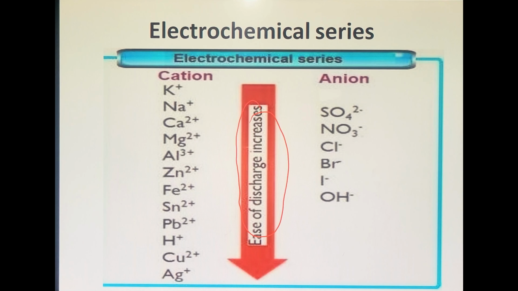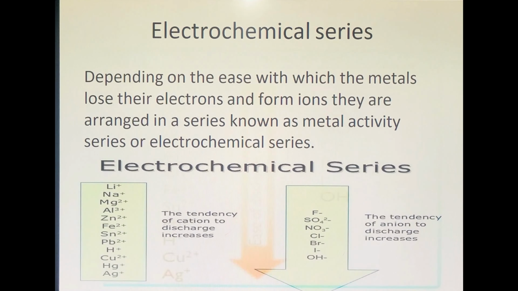Clear? So in this electrochemical series, it is better to be down, because the more down you are, the more is your ability or your capability, whether it is the cation or the anion, to get discharged. Okay. So this is what an electrochemical series is. Can we just read the PPT once?